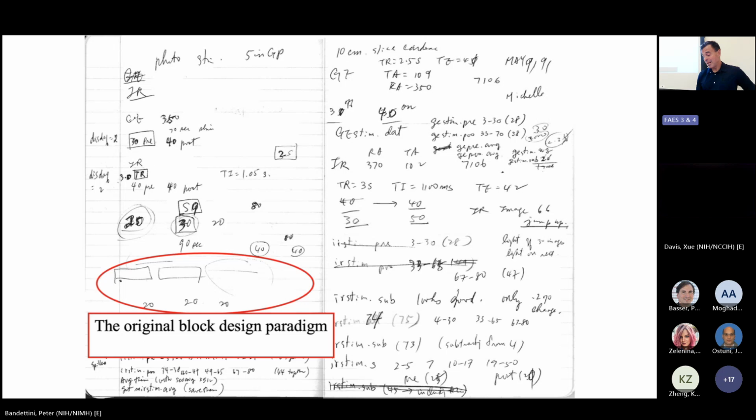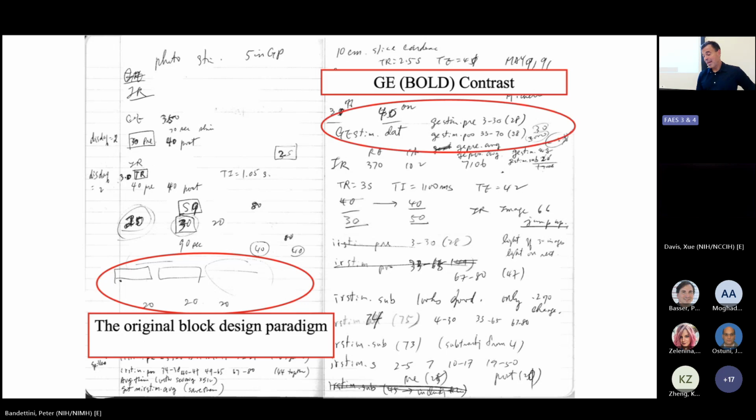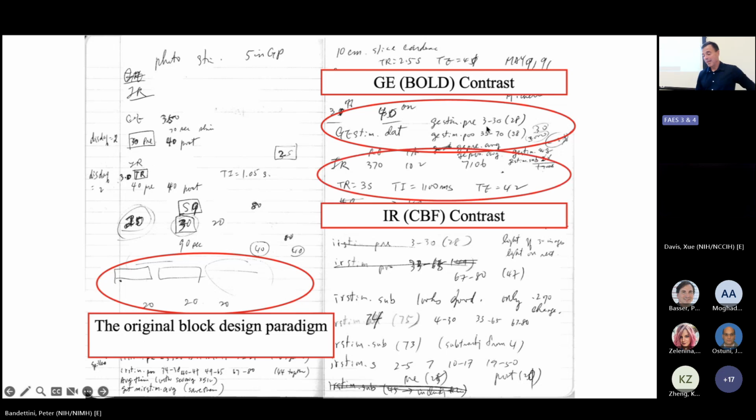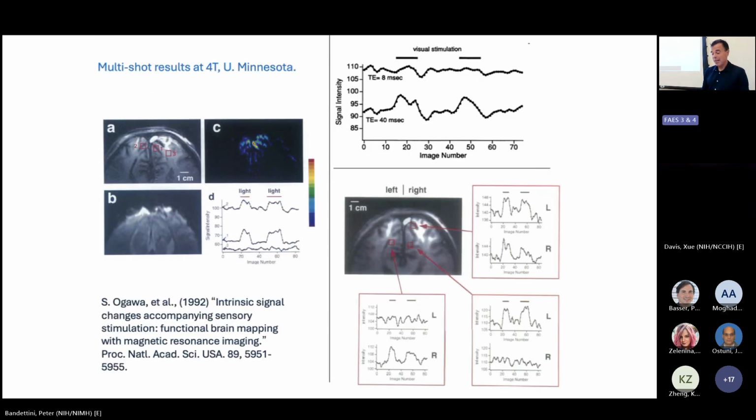And he had a block design experiment and he was using BOLD contrast. The echo time was 40, and I'm sorry, 40 centimeters. Anyway. And that's also the inversion recovery. That was CBF contrast.